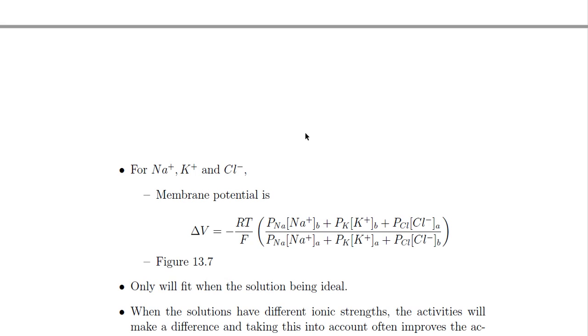So here for Na+, K+ and Cl-, the membrane potential is equal to this, where you can see all the contributions from the concentration of each ion, figure 13.7. This will only fit when the solution is ideal. Because we know that this is not ideal, we are not going to get a very smooth fit of the experiment and this formula.